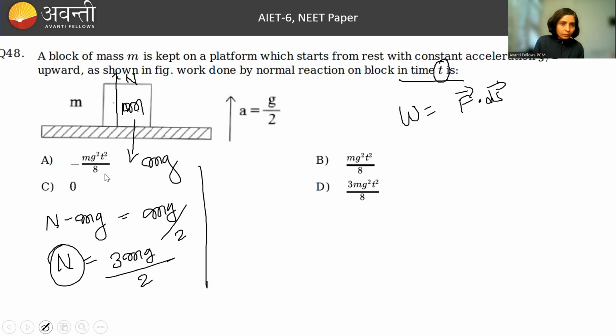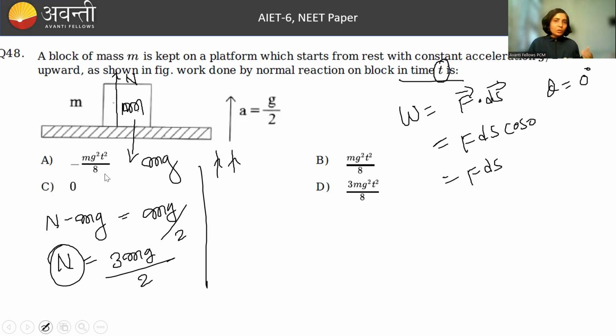Now normal reaction is acting in this direction. Displacement is also happening in the upward direction. Both are in the upward direction. So the angle theta here is 0 degrees. So this will become F ds cos 0. So this is F ds.